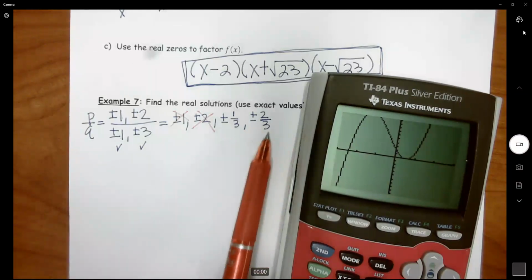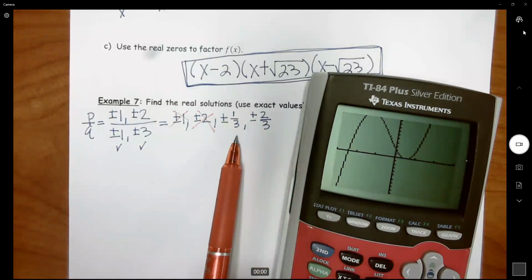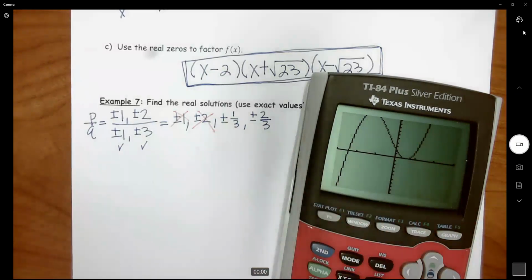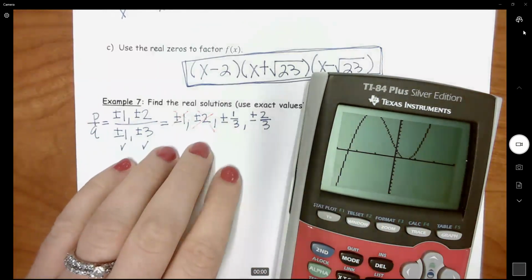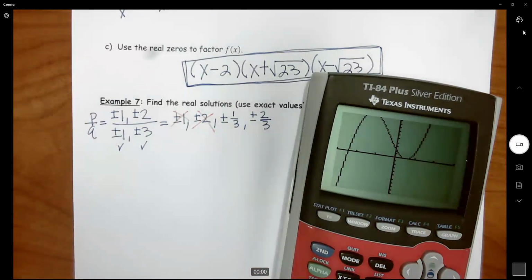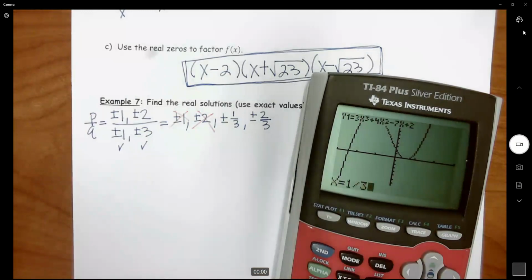Because we can get fraction answers, this is why it's so helpful to be able to list this out. Because if I look at this, I might be guessing 1/2. And 1/2 isn't even one of my possible rational solutions. So this is why this is so important, especially when you get fraction answers, so that you have somewhere to go. So if I try 1/3, I'm going to go trace 1 divided by 3.